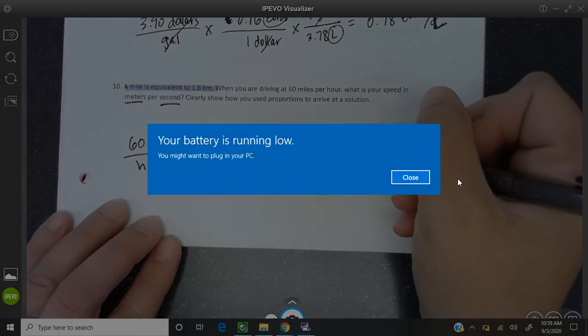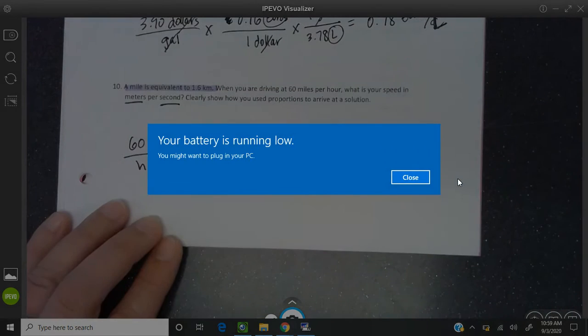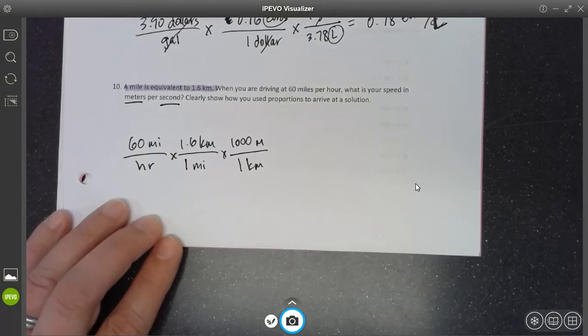Can you clear the notification? Yes, I can. Sorry about that. I didn't see it. Okay.